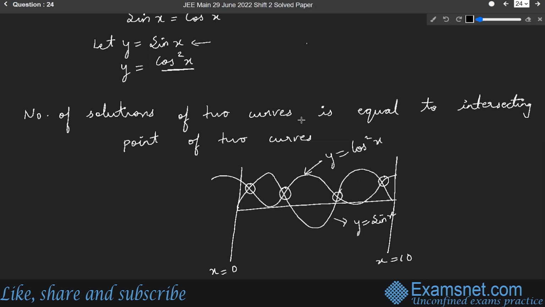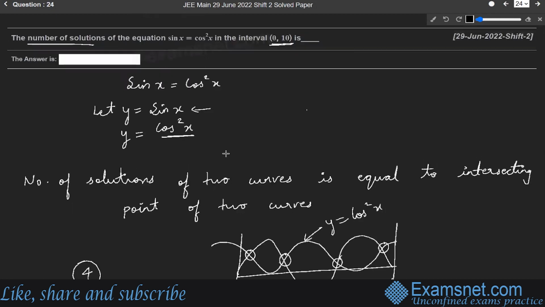It means that the number of solutions for these two curves is also 4, because the concept is that the number of solutions is equal to the total number of intersecting points. And what is the total number of intersecting points? We have 4 intersecting points here. Therefore, the number of solutions will also be equal to 4. So we can say that the total number of solutions is equal to 4. This is the best trick you can use to find the solutions of this type of equation. So for this question, the correct answer is 4.